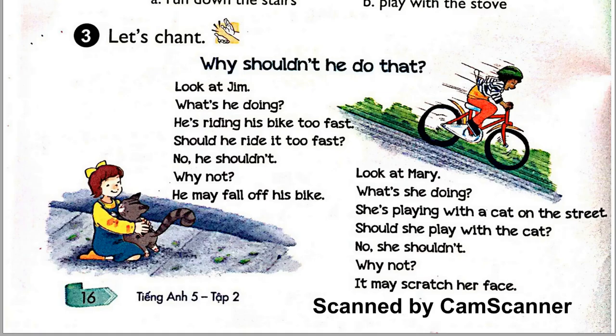Page 16. Activity 3. Let's chant. Why shouldn't he do that? 1, 2, 3, 4. Look at Jim. What's he doing? He's riding his bike too fast. Should he ride it too fast? No, he shouldn't. Why not? He may fall off his bike.